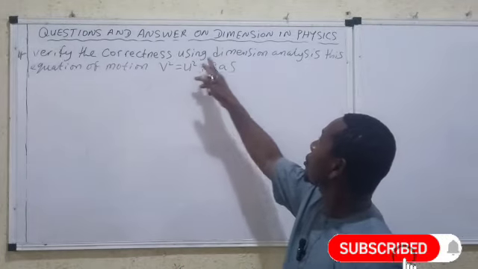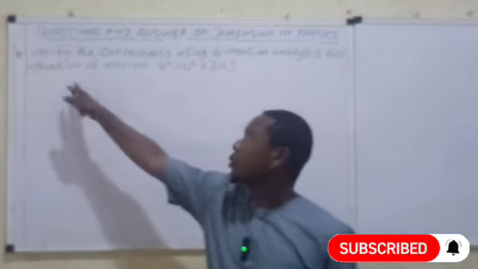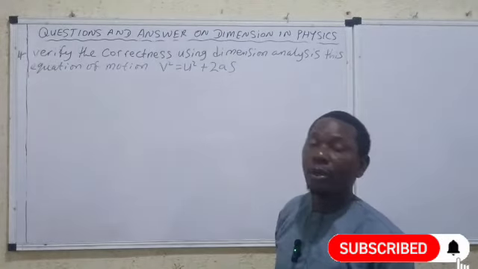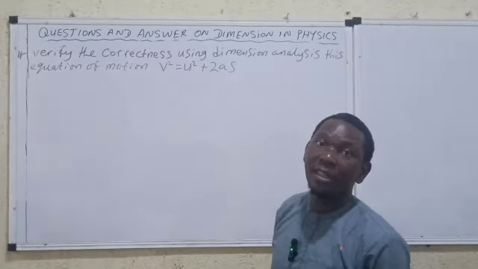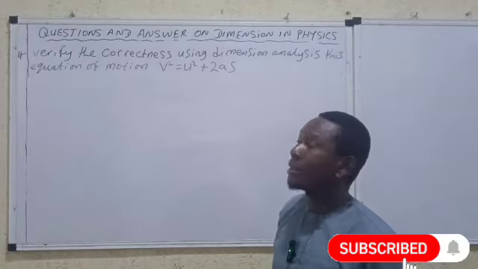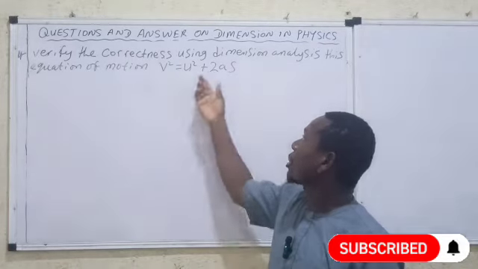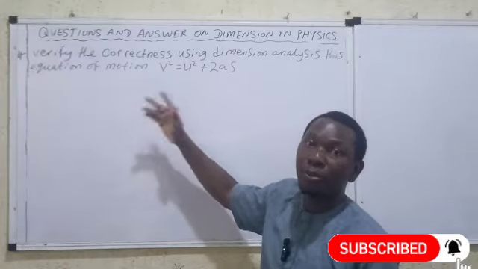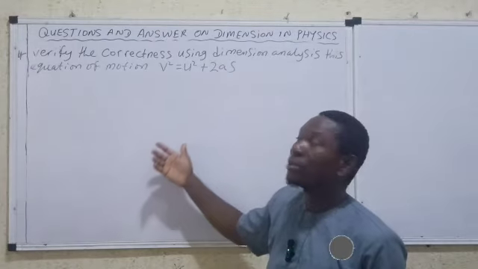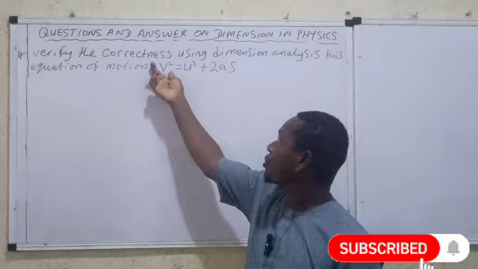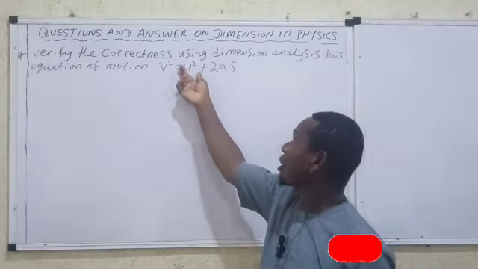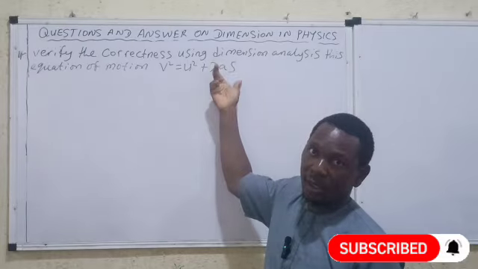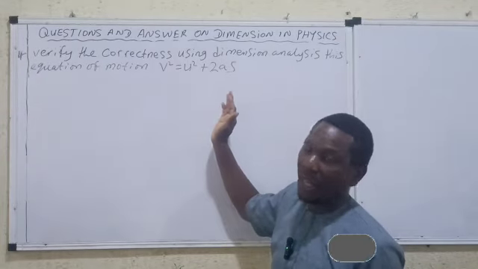Verify the correctness of this equation of motion using dimensional analysis. This is a simple equation of motion that you know from your textbook, and you're asked to verify if it is correct or not. We can make this the subject of the formula. If you are to verify the correctness, the dimension of this is supposed to be equal to the dimension of this, and also equal to the dimension of this. That's just the simple idea behind it.